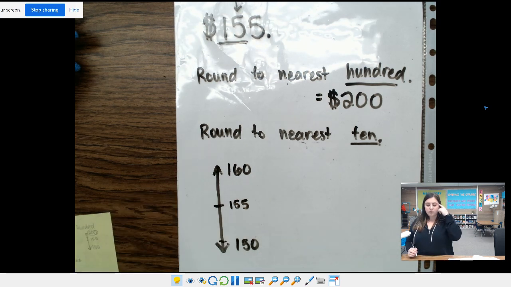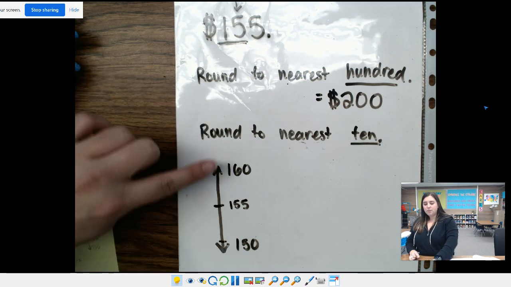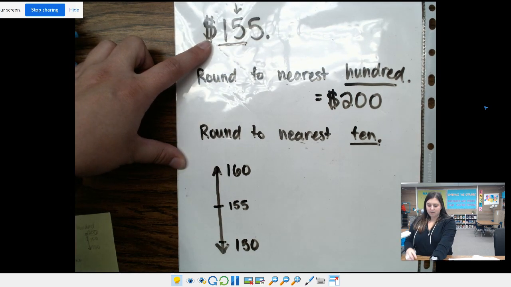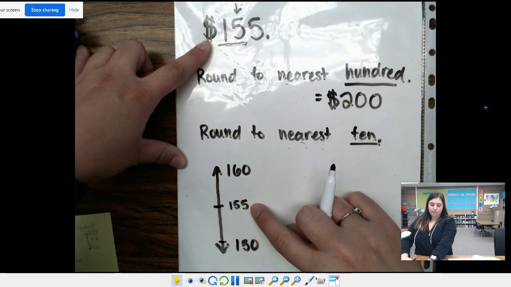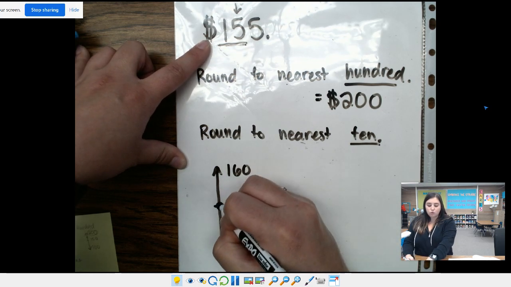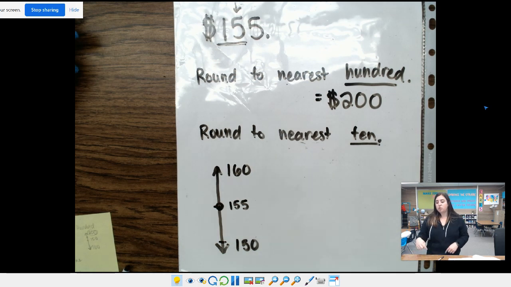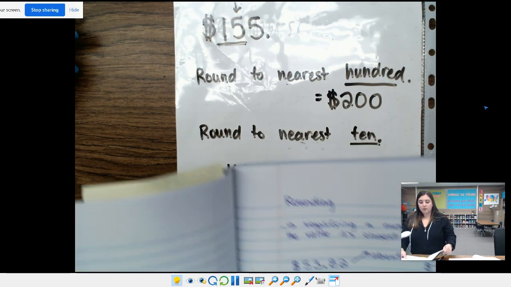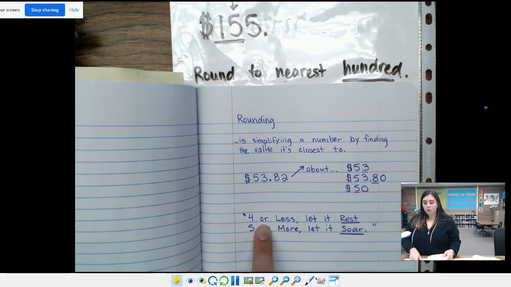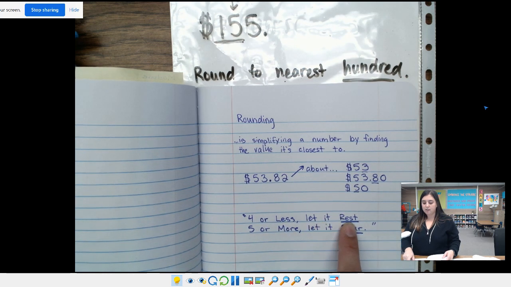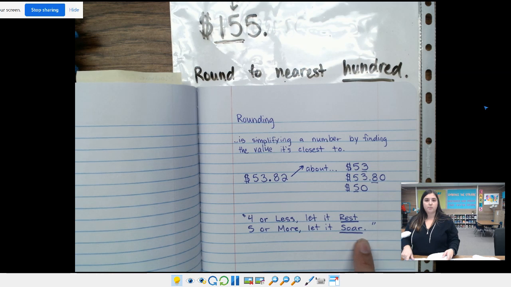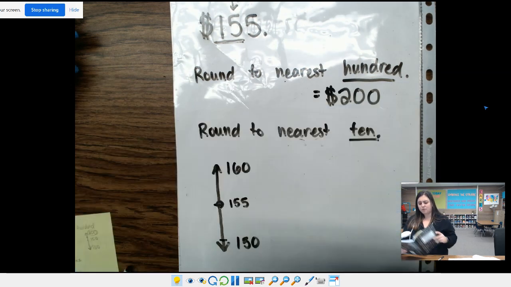So now my question is, on this number line, where would my 155 go? Wait a second. I just wrote that number right here. My 155 is right in the middle of those two numbers. And that's when that saying we wrote down in our notebook comes into play. So open up. We said 4 or less, let it rest. 5 or more, let it soar. So here's what I meant by that.